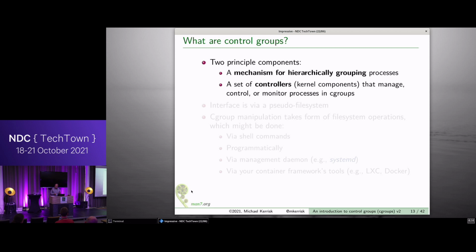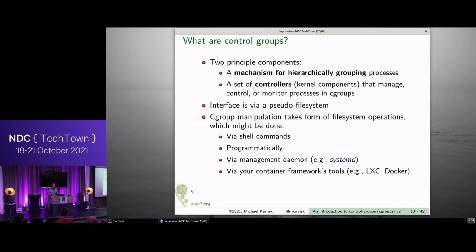And as I've mentioned already, the interface is via a pseudo file system, which means that you interact with cgroups in the ways you would normally interact with a file system. You could do it from the shell, and that's what I'll do in a few examples, or you could write a program that does it, or you could use a daemon that does it for you, like systemd. Systemd has an interface for controlling cgroups. And of course, the container frameworks themselves are under the covers using cgroups to do their management of processes inside containers.